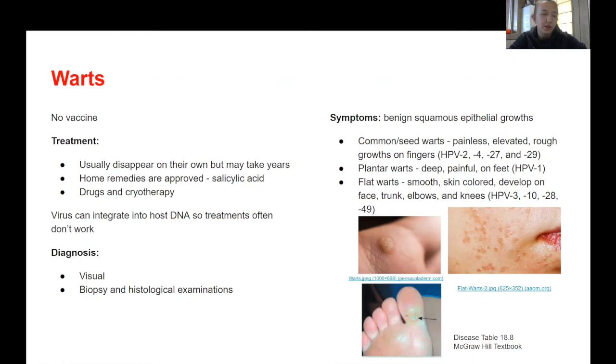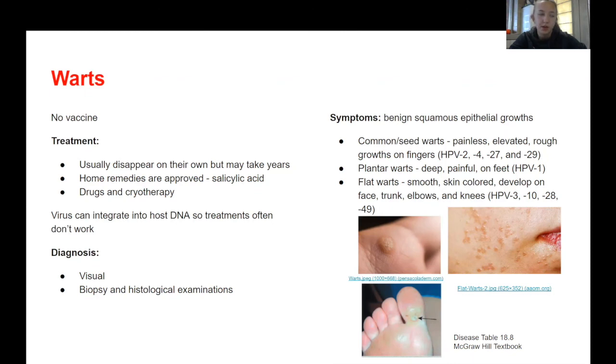Warts are usually diagnosed visually, and it's pretty simple to do so, but if necessary, biopsy and histological examinations may be utilized. So the symptoms of warts are the visual of benign squamous epithelial growths, but there are three major types that you can visually tell the difference between.